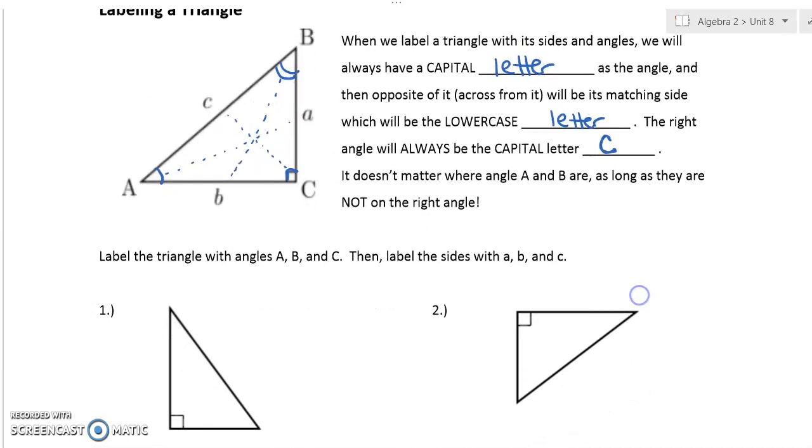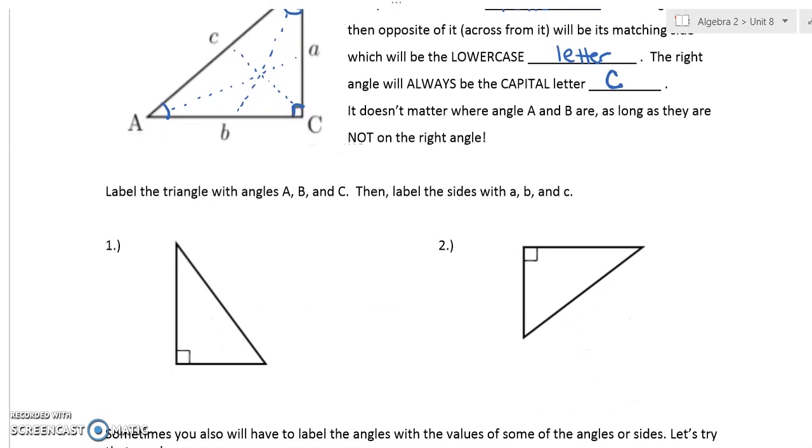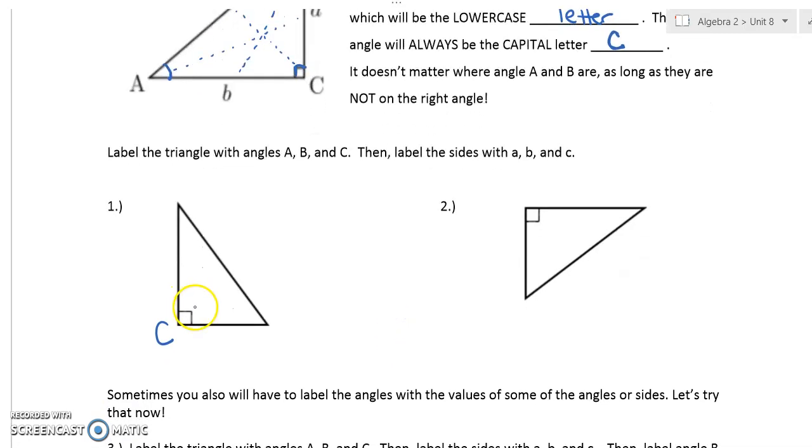All right, so let's look at it. Label the triangle with angles A, B, and C, then label the sides with A, B, and C. So we already want you to label the right triangle, the right angle C. So we know that right across from it is going to be side C. So capital and a lowercase. Then we can go ahead and label this one A or B. I just chose A. So right across from it will be side A. And then this will be my angle B, and right across from angle B will be side B. Okay, so that's how we label our sides and angles.